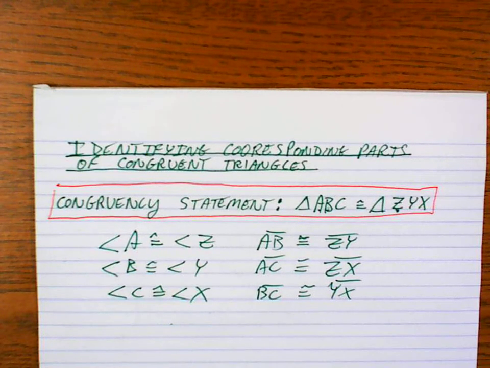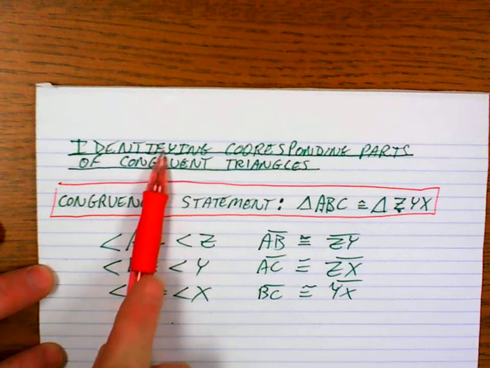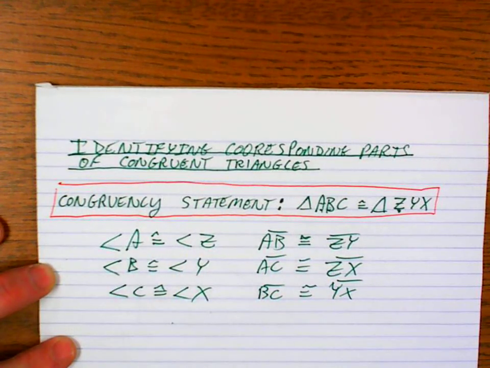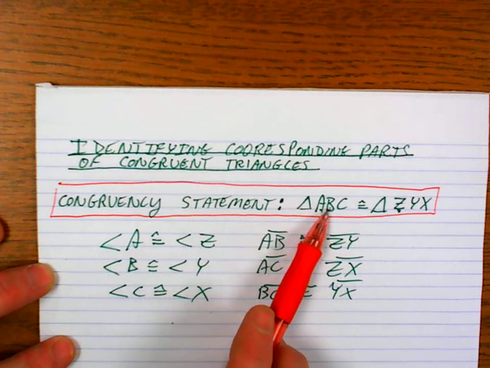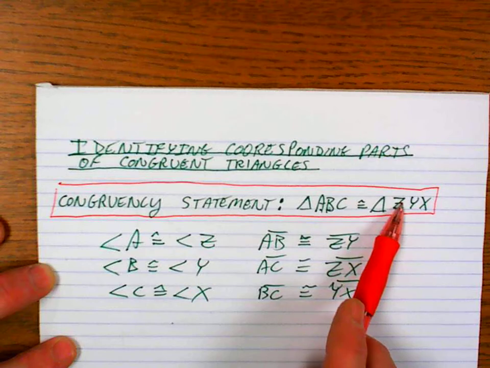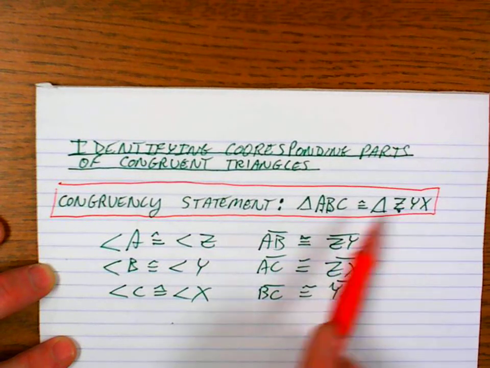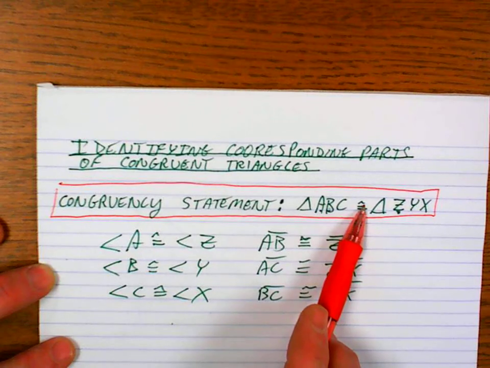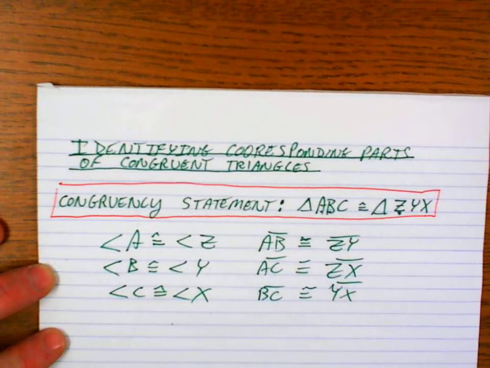So to finalize this, when I'm coming up with the corresponding parts of congruent triangles, I'm looking at the congruency statement and then going specifically with the order of the letters. So angle A corresponds to angle Z, angle B corresponds to angle Y, angle C corresponds to angle X. And because it's a congruency statement, those corresponding parts are congruent to each other.